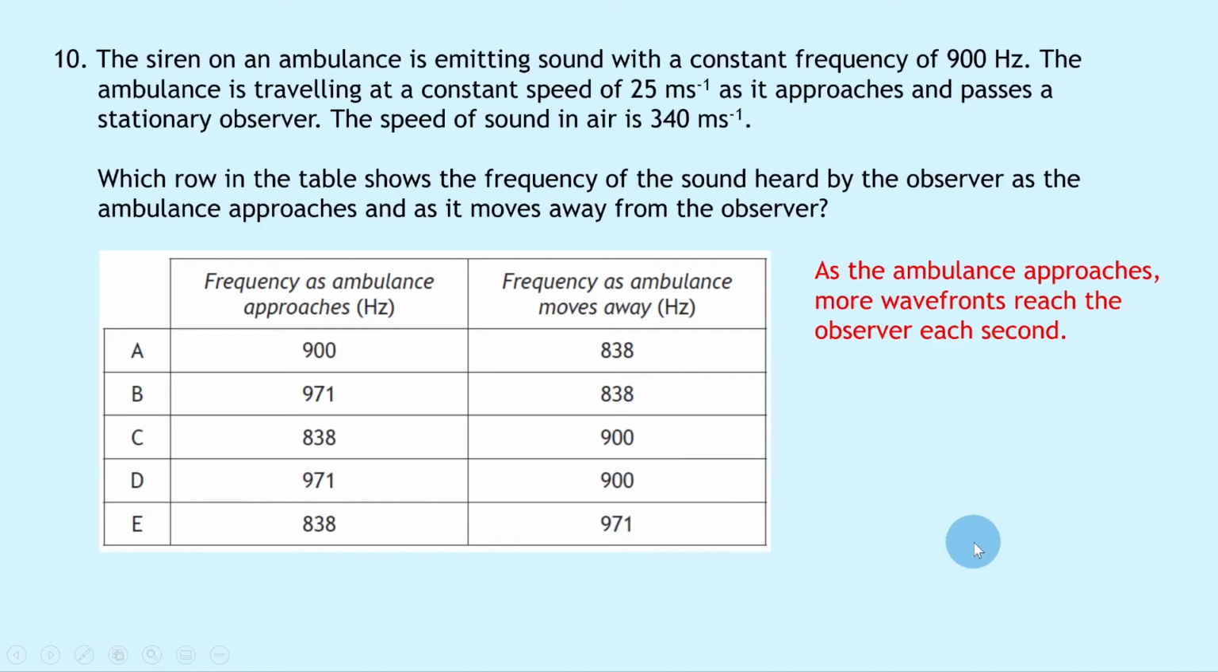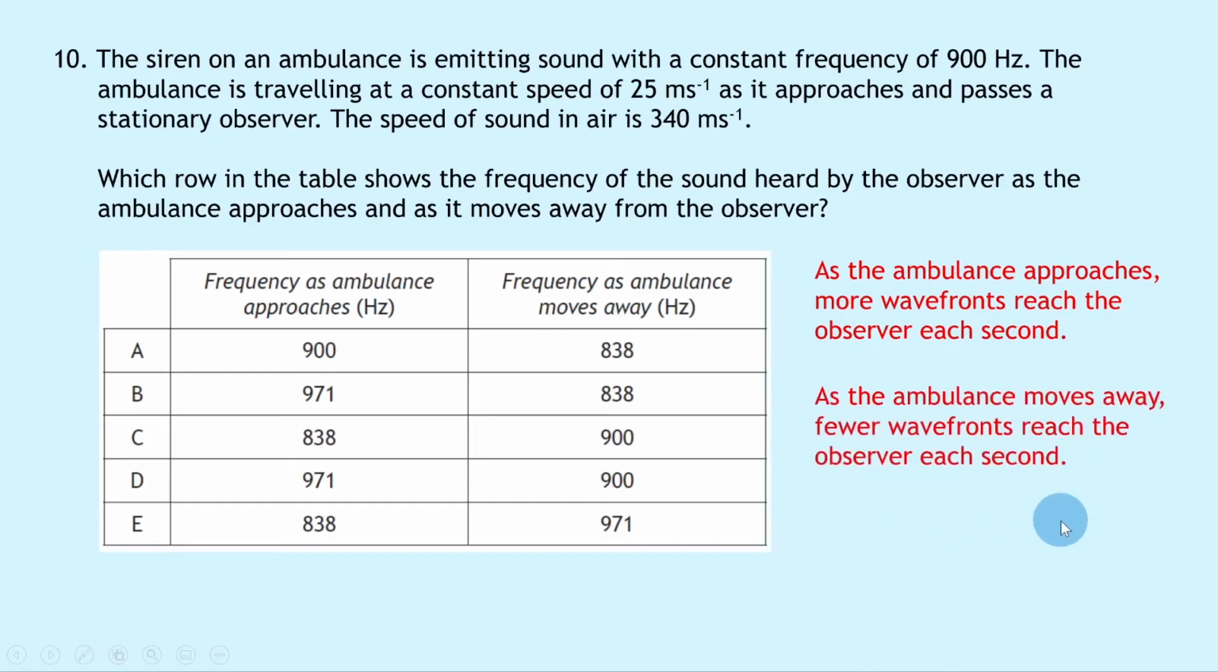the 900? Well, in the opposite way, we can say that as the ambulance moves away, fewer wavefronts reach the observer each second. So this means they're going to experience a smaller frequency than the 900 Hz for the sound source. So we can say that the only smaller value is 838. So we have 971 and 838 being our answer, which gives us B.